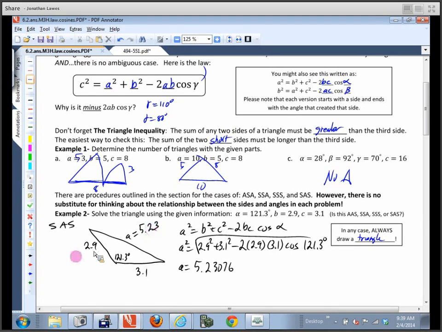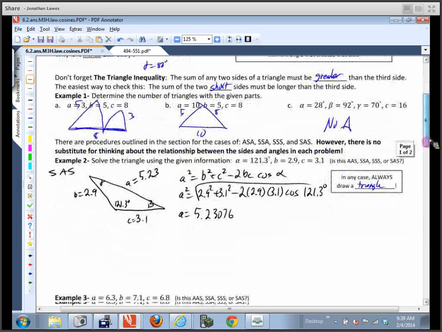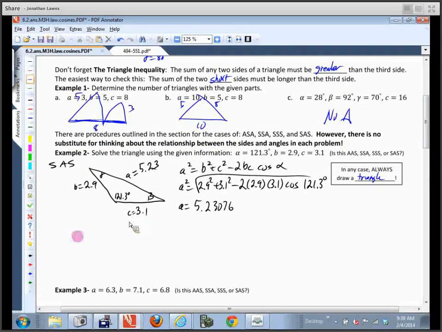What I'm missing here, because this is side B and this is side C, is I'm missing gamma and I'm missing beta. Now, how do you find gamma and beta here? Okay, probably the easiest thing to do here is to use the law of sines. So if I set this up using the law of sines, here's what I'm going to do. I'm going to find beta. So I'm going to say the sine of beta over 2.9 is equal to the sine of 121.3 over, what would I put here?